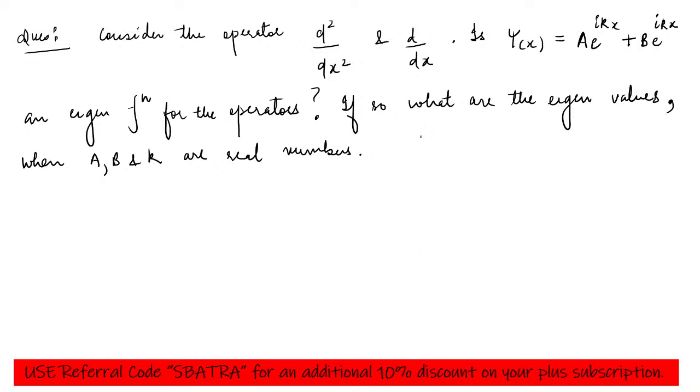So basically you have to give answers in yes or no followed by your eigenvalues. You have to tell the eigenvalue for this operator, d square by dx square, and then the second eigenvalue for this operator, d by dx. First part, you have to tell whether this function is an eigenfunction or not. Second part, you have to tell the eigenvalue for d square by dx square. Third part, you have to tell the eigenvalue for d by dx. So these are three parts for this question.